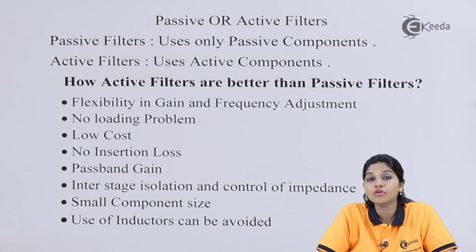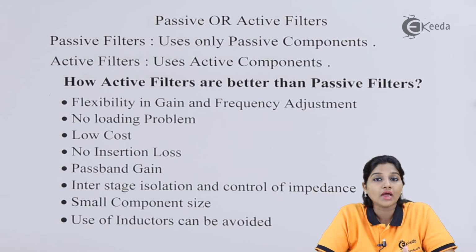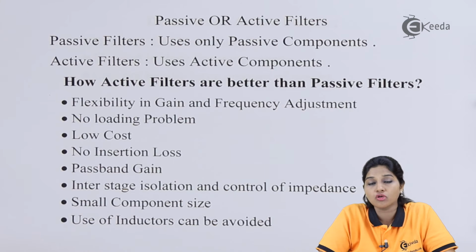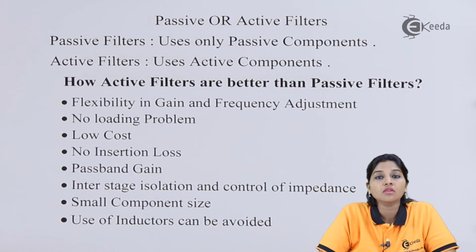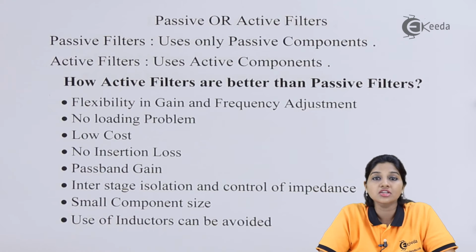Therefore, the output of the circuit will not be as per user requirement. So in case of active filter, as there is no insertion loss, the user gets the required output as per his specification. The next advantage provided by active filter is passband gain.